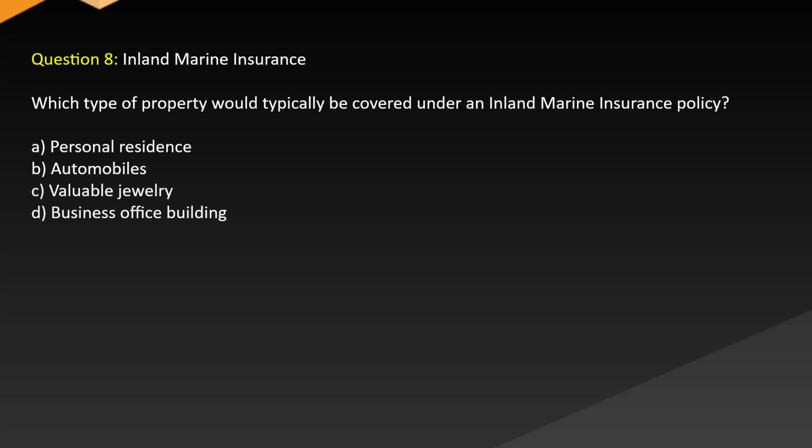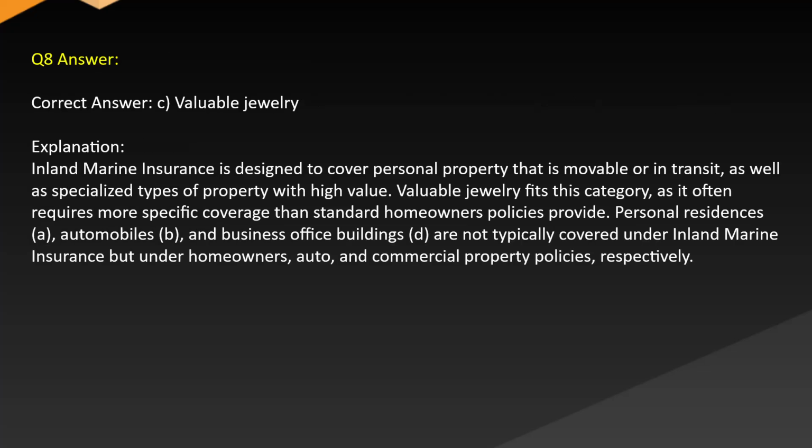Question 8. Inland marine insurance. Which type of property would typically be covered under an inland marine insurance policy? A. Personal residence. B. Automobiles. C. Valuable jewelry. D. Business office building. Correct answer: C. Valuable jewelry.